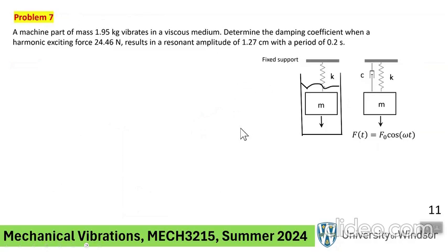All right, so let's do one more simple problem. We have a machine. The mass of it is 1.95 kilogram, and this is immersed in a viscous fluid, and determine the damping coefficient, in other words, C, when a harmonic exciting force is applied, and it results in resonance amplitude of 1.97 with that period.